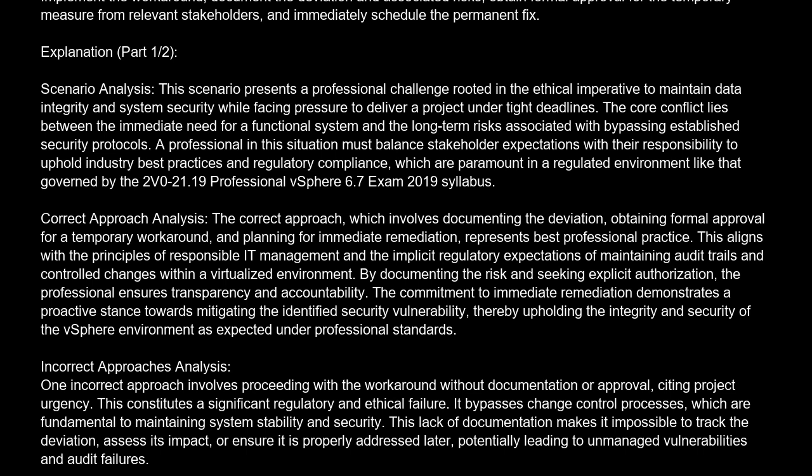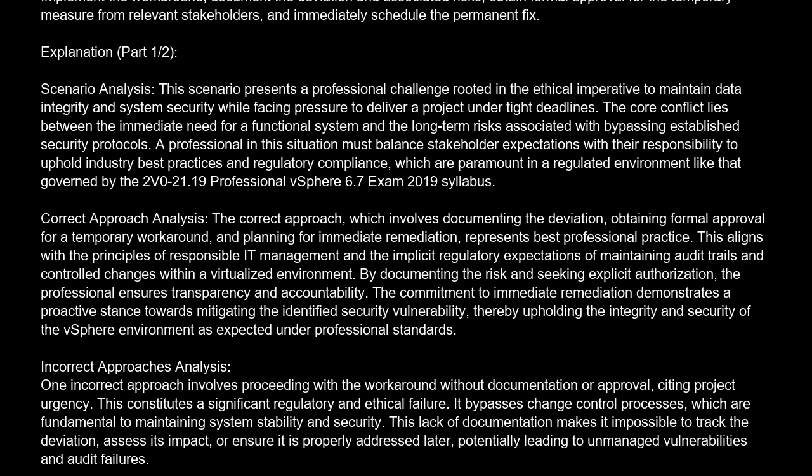A professional in this situation must balance stakeholder expectations with their responsibility to uphold industry best practices and regulatory compliance, which are paramount in a regulated environment like that governed by the 2V0-21-19 Professional vSphere 6.7 Exam 2019 Syllabus.